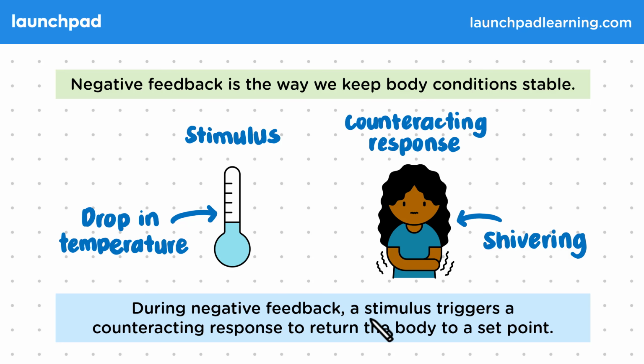During negative feedback, a stimulus triggers a counteracting response to return the body to a set point. Negative feedback actually works in a cycle, so let's have a look at the steps in this cycle.